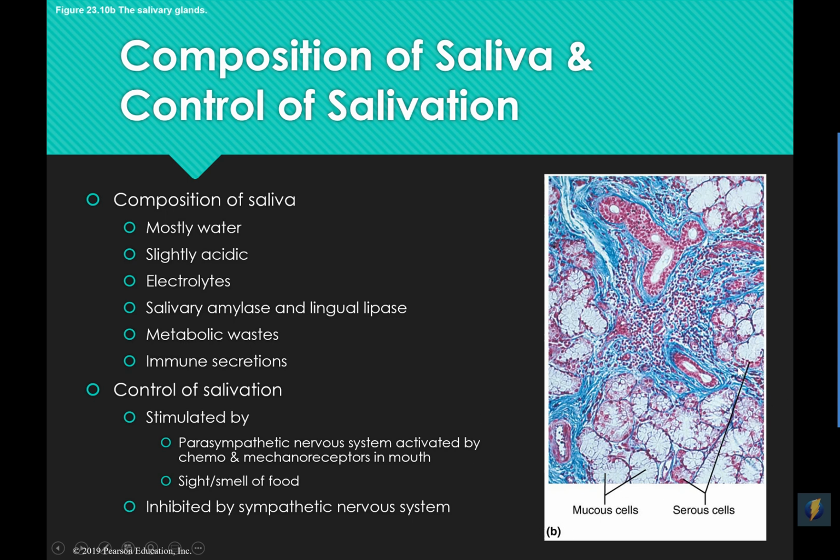So you can see these little what we call demilunes. These are the cells that will produce the proteins, the enzymes that help break your food down, and then these mucus cells produce more of the mucousy part of your saliva.